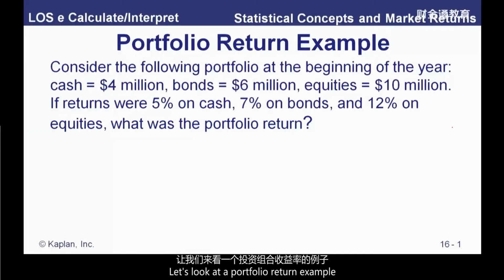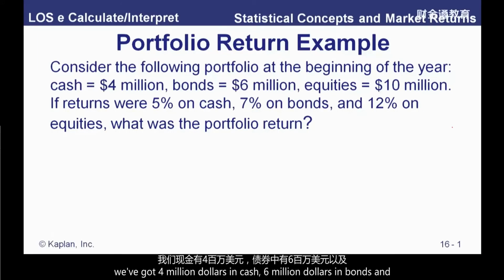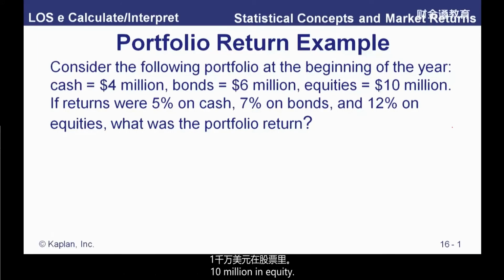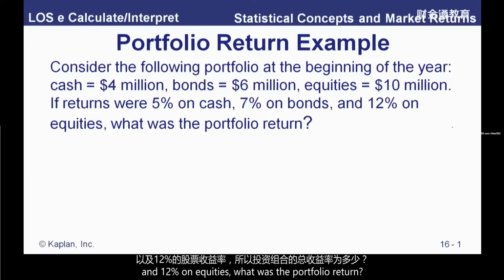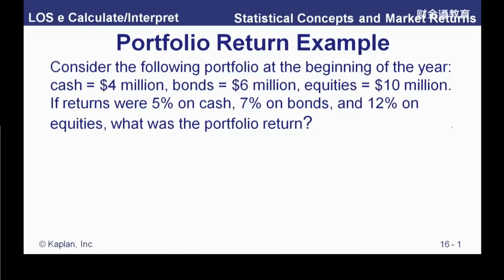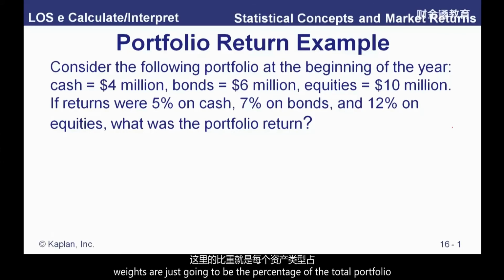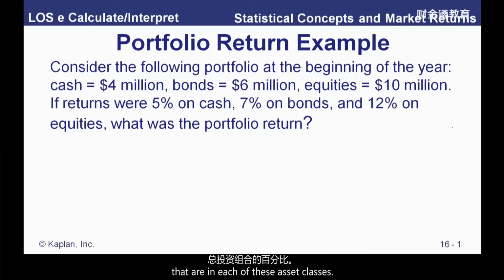Let's look at a portfolio return example and use our idea of a weighted mean, I think, here. Consider the following portfolio. At the beginning of the year, we've got $4 million in cash, $6 million in bonds, and $10 million in equities. So we've got 50% of this account in equities, we've got 30% in bonds, and 20% in cash. So now, if the returns are 5% on cash, weren't those the days? 7% on bonds, that was pretty exciting too, and 12% on equities, what was the portfolio return? Well, here we're going to use a weighted average, and the weights are just going to be the percentage of the total portfolio that are in each of these asset classes.